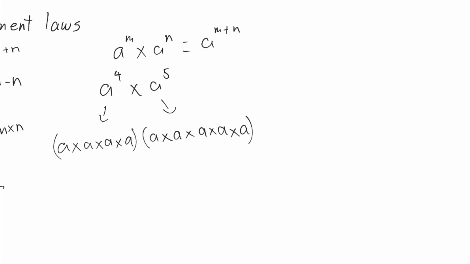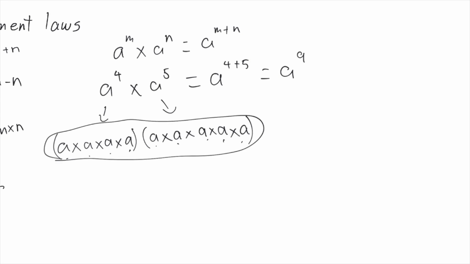Well, how many do we have there? Let's count them up. 1, 2, 3, 4, 5, 6, 7, 8, 9. We have a to the power of 4 plus 5 equaling a to the power of 9 because we have 9 of them there. And that is our multiplication law for our first exponent law, or our first index law.